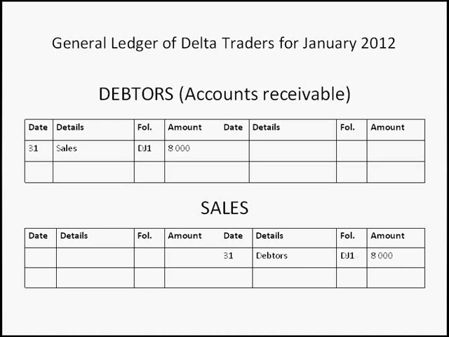So the other account I'm working with is sales, because I sold on credit. Date 31st, I'm entering on the credit side because sales is an income and my sales is increasing, so I increase the sales on the credit side. Details is debtors because debtors is the other account I worked with. Folio again shows which journal I got it from, in this case the debtors journal, and the amount is 8,000.